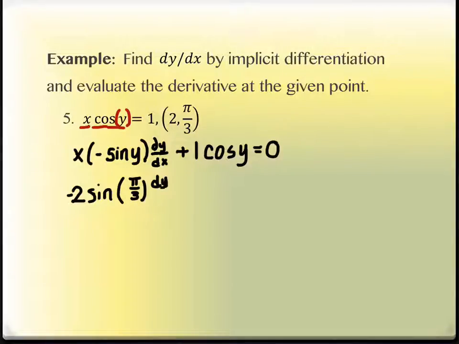And then this is dy dx plus cosine of what? Another pi over 3, or the same pi over 3, I guess, equals 0. So you guys need to figure out, or to remember, what the sine and the cosine of pi thirds are. Okay? One of them is 1/2 and one of them is square root of 3 over 2. Do you remember which is which?